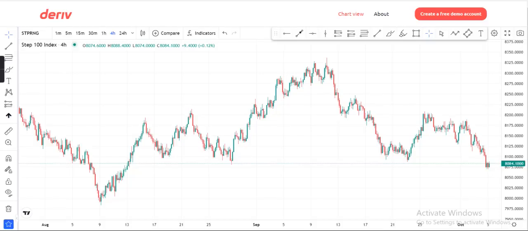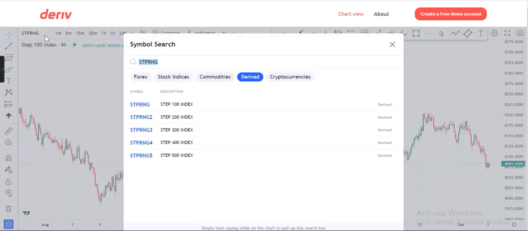Hello guys, this is actually the volatility indices we trade, which this is the step index. Recently they added this step index, the Step 100 index. That was actually what was added recently. So that helps us to have all these step indices.